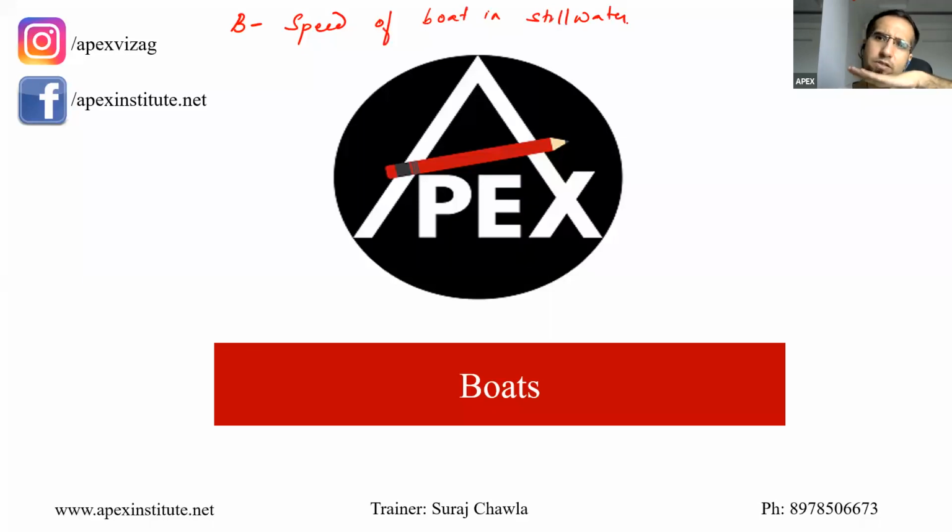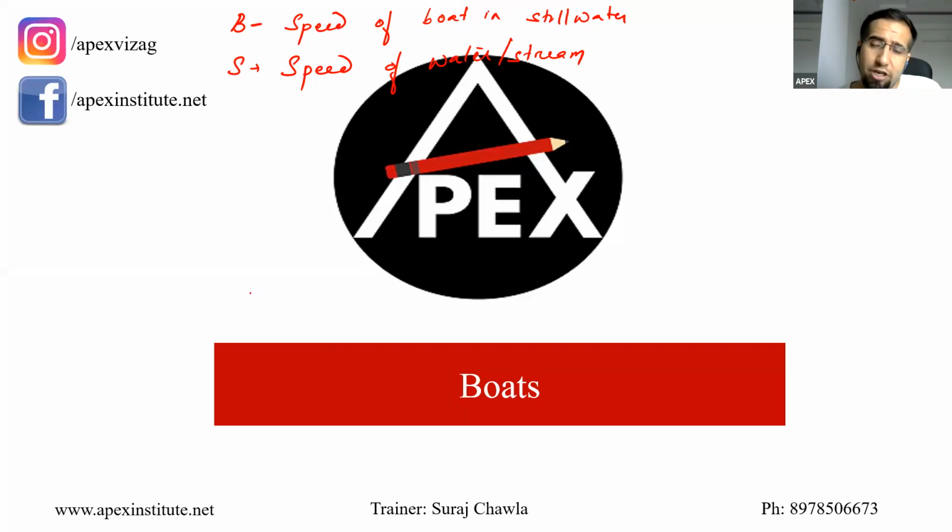Okay. So when the water is still, whatever is the speed of the boat, that is the actual speed of the boat. But boats questions come into picture only when the stream is also moving. So S represents the speed of the water or the speed at which the river or the stream is moving. Clear?